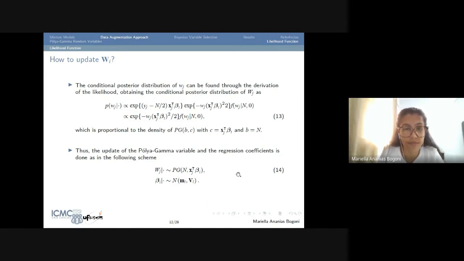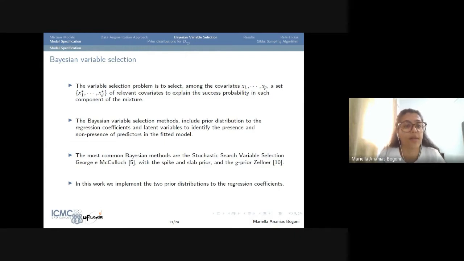Okay. And now we are going to talk about the Bayesian variable selection considered in this work. The variable selection problem is to select, among P covariates, a subset that contains only the relevant covariates to explain the event of interest. In our case, this event is the success probability in each component. So in the mixture case, we have to select covariates in the model of each component of the mixture.